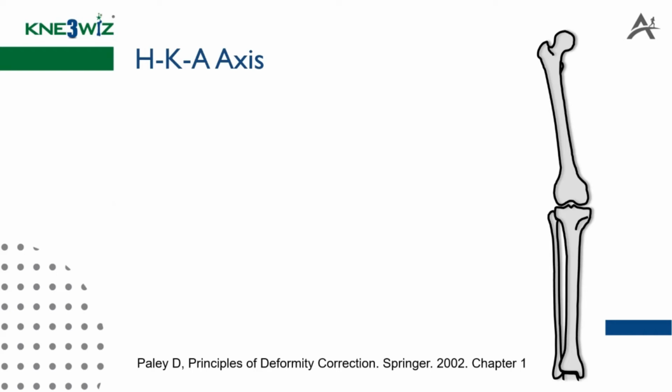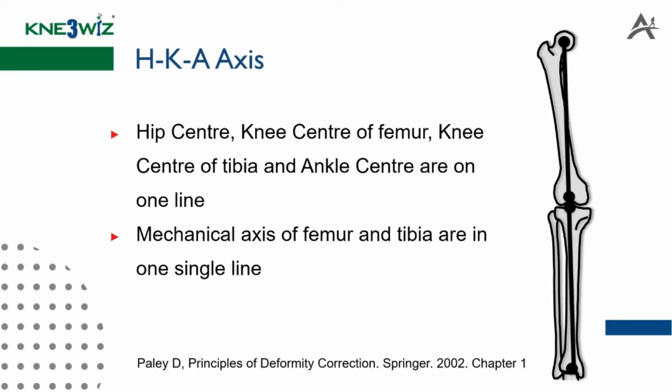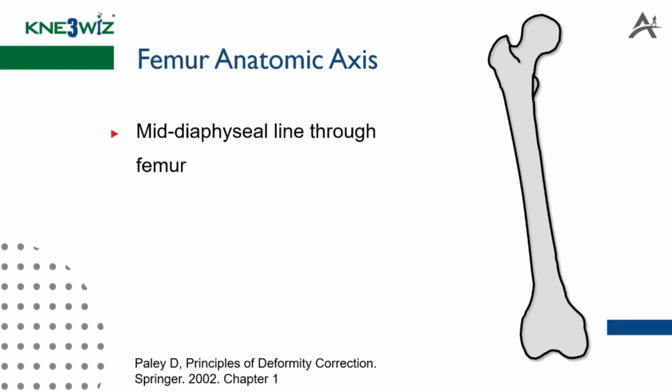Hip-knee ankle axis is the line joining the hip center, knee centers of femur and tibia, and the ankle center. Normally, it is one single line. Femur mechanical axis is defined as the line joining the hip center, which is represented by the center of femoral head, to the center of the knee on the distal femur. Femur anatomic axis is defined as the mid-diaphyseal line through the femur.